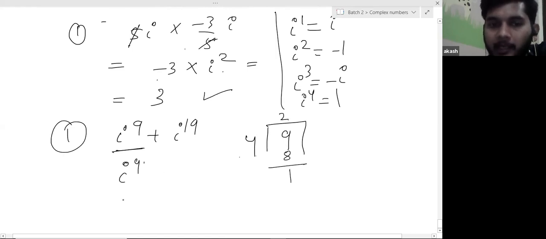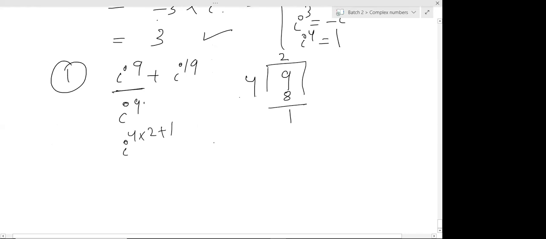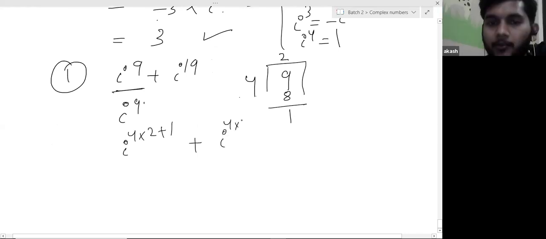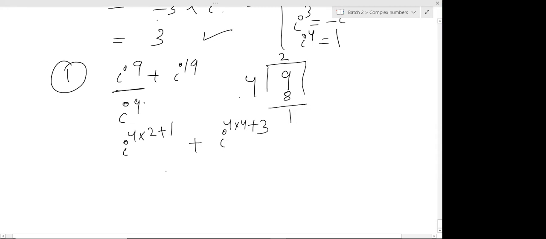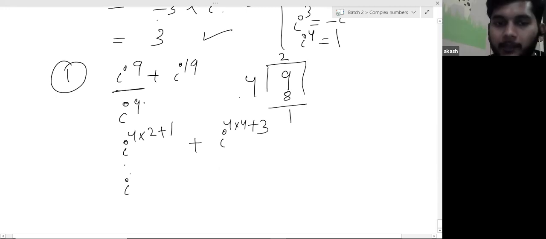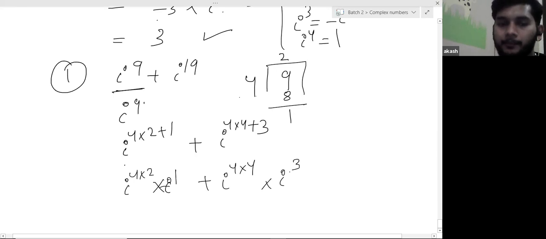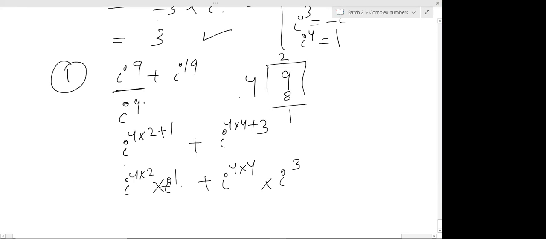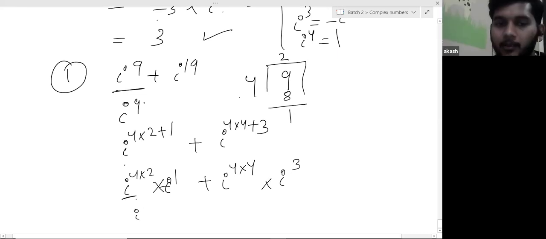Remainder is 1. So I can write 9 as I raised to the power 4 into 2 plus 1. And same way I can write 19 as I raised to the power 4 into 4 plus 3. Clear? So I can also separate them: I raised to the power 4 into 2 into I raised to the power 1, plus I raised to the power 4 into 4 into I raised to the power 3. Any doubts? Now I can write this as I raised to the power 4 whole square into I, right?